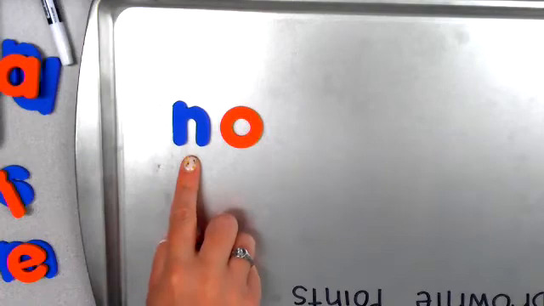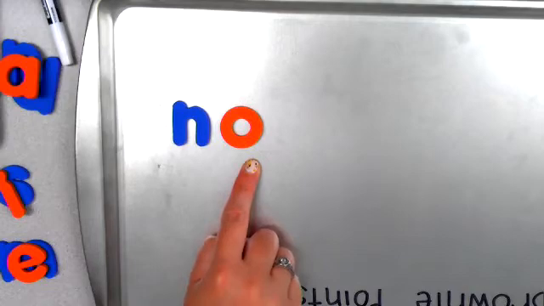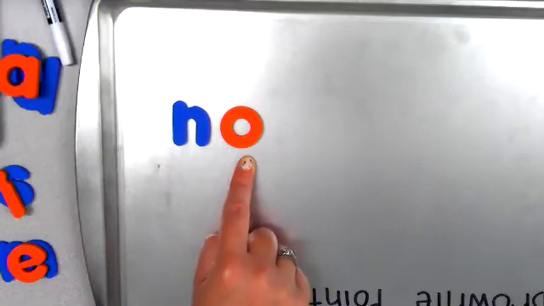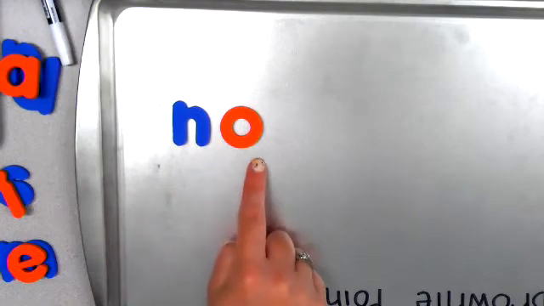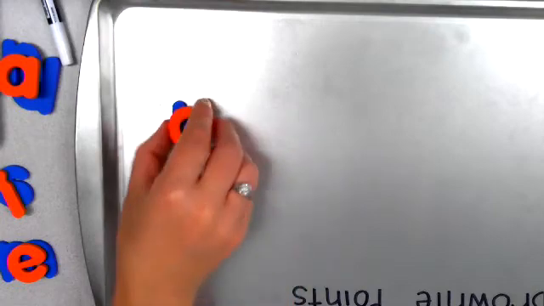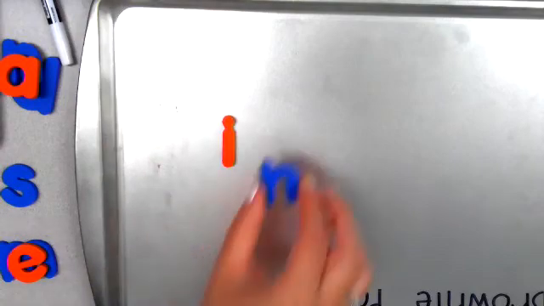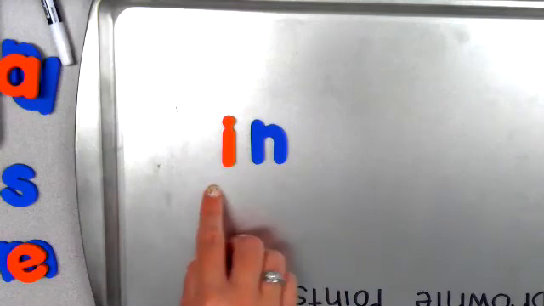Now let's say the sound for N. Instead of saying ah, this sound is going to be a superhero O sound. And remember, when these vowels are being superheroes, they say their name. O. No. You make it. Good. Go ahead and take down the N and the O. And we're going to put an I and an N. I, in. You make it.